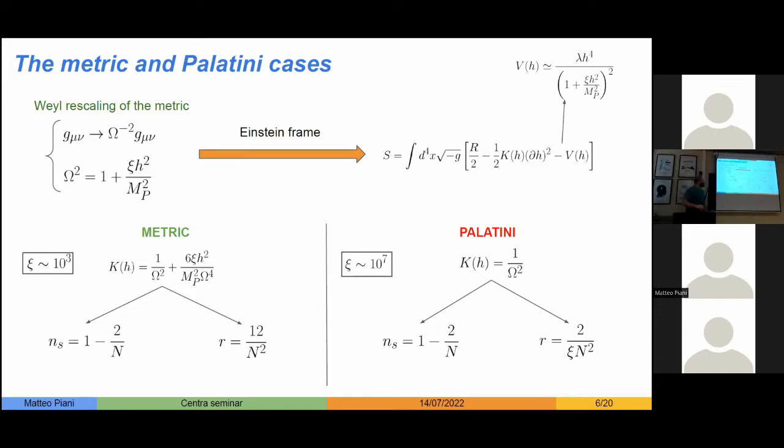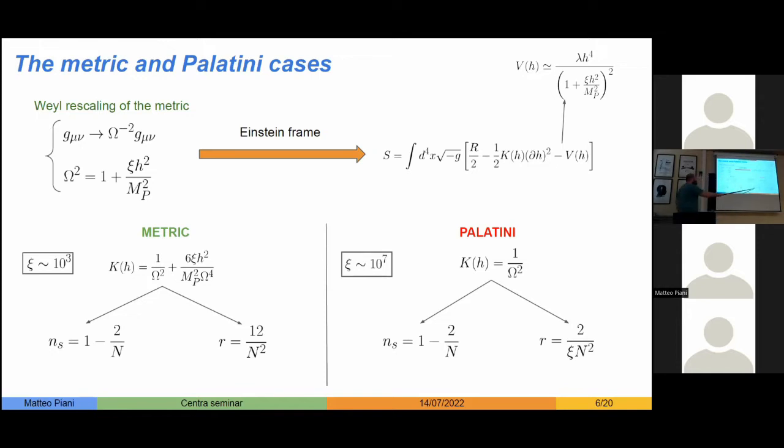But what is more important is that the predictions for the inflationary parameters are different. In particular, now I was not writing it, but this N is what we call the number of e-folds, that roughly is just how much inflation lasts. So it's just a way to measure time. Low number of e-folds, short inflation; large number of e-folds, long inflation. Generically, we use something between 50 and 60 because there are uncertainties related to what is happening after the inflationary phase, but this is not relevant now.